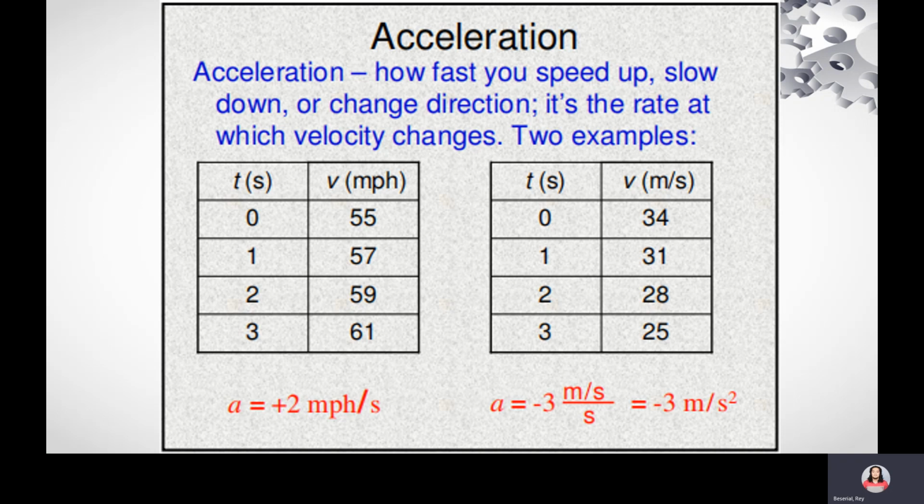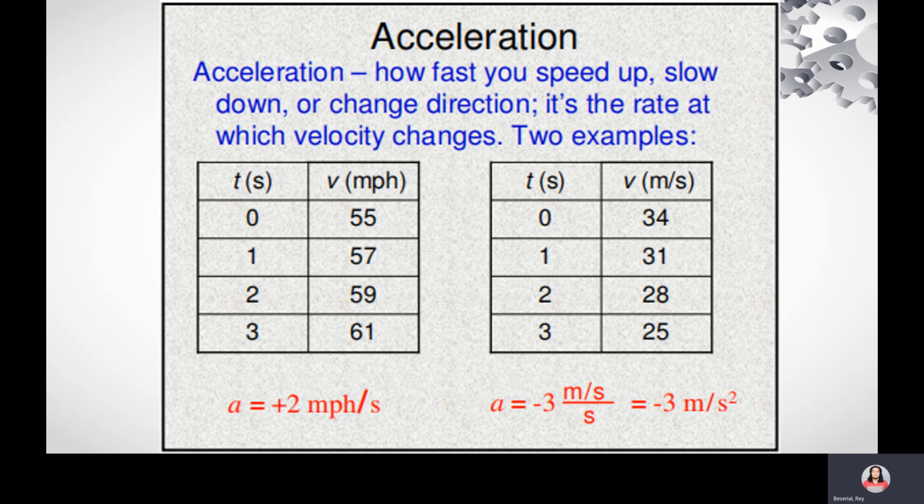Next is yung acceleration natin. Again, yung acceleration specifies how fast you speed up, slow down, or change direction. It is the rate at which the velocity changes. Example nito, meron tayong dalawang example. Here we have time at saka ating velocity. Ang time natin ay naka-second, velocity is mile per hour. At 0 second, meron tayong 55 mph. At 1 second, 57 mph. At 2 seconds, 59 mph. And at 3 seconds, 61 mph.